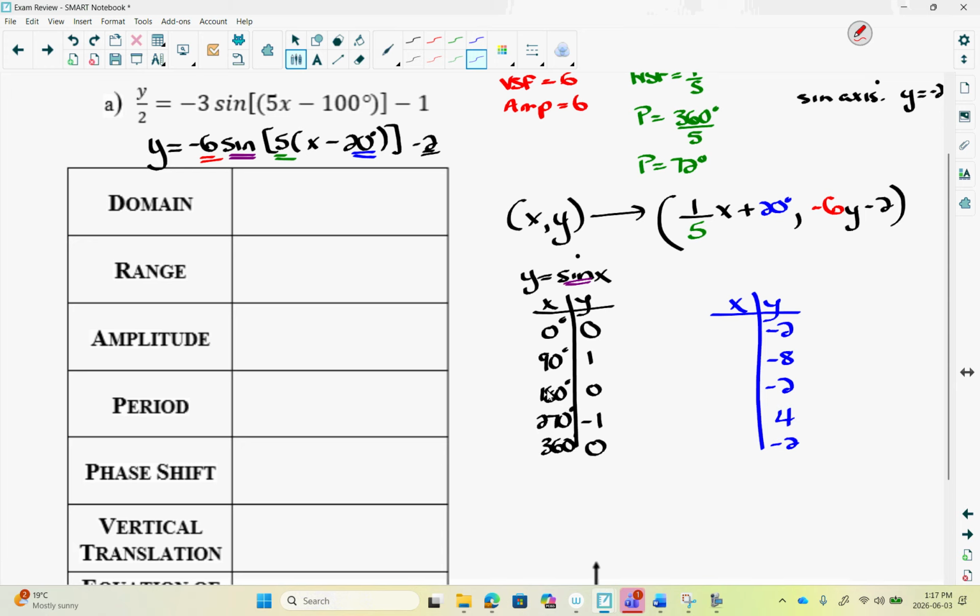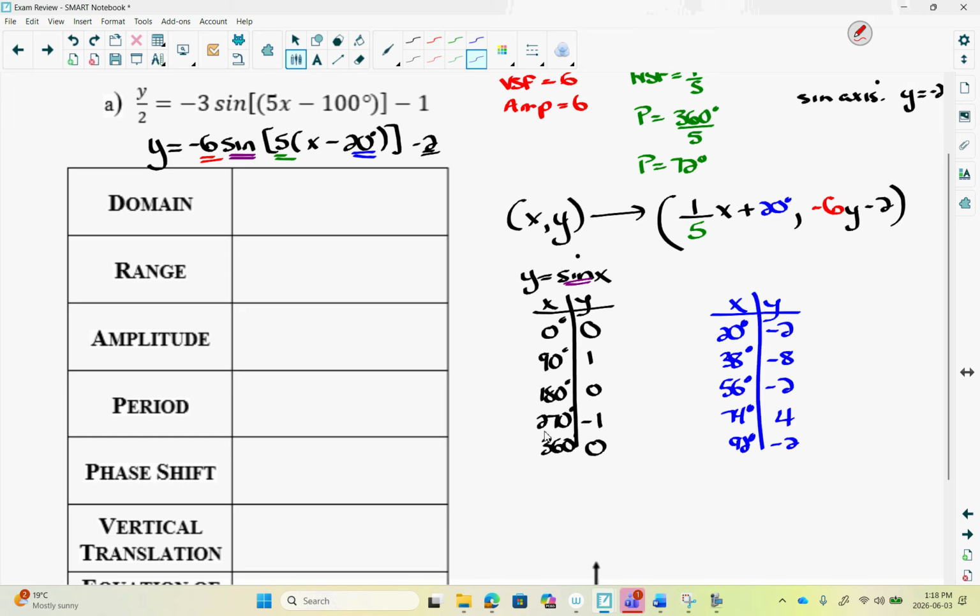For the x values, I got to divide those all by 5 or multiply them by 1/5 and then add 20. If I fill a 0 in there, 0 divided by 5 is 0 plus 20. This would give me 20 degrees. What's 90 divided by 5? 18. 18 plus 20 is 38. 180 divided by 5. 36 plus 20, that's 56. They're going up by 18 every time. 18 more. 18 more. What would the next number be? 74 and then 92. You with me on that?